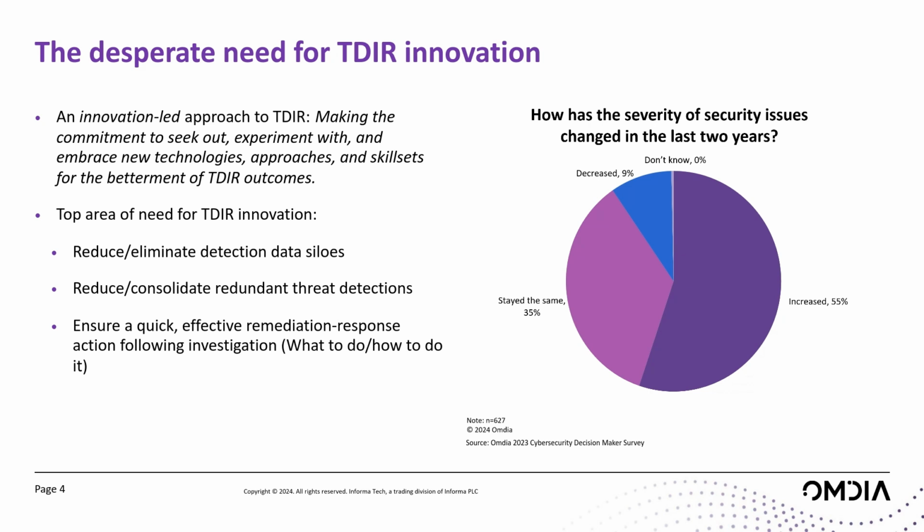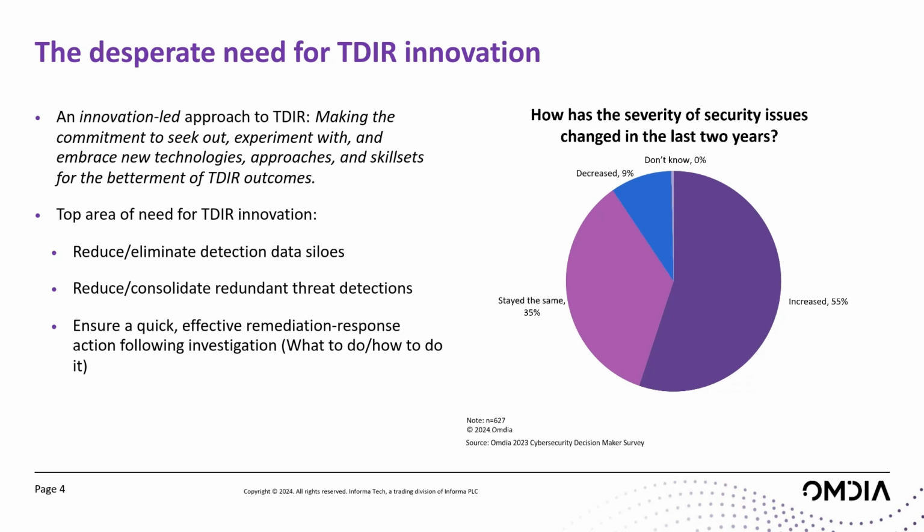Reducing or eliminating data and detection silos. We've seen this for years in TDIR, particularly with SIEM and SOAR-based TDIR architectures, where you're bringing together all sorts of different data types from disparate data sources, and you want to make that effectively a single data repository so that you can run effective detection mechanisms on it. Extremely hard thing to do.